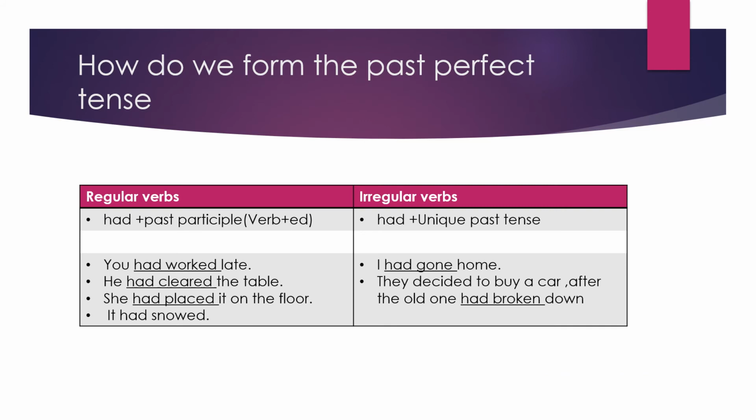Now let us see how to form the past perfect tense. For regular verbs, it is had plus past participle, that is verb plus ed. Examples: you had worked late. He had cleared the table. She had placed it on the floor. It had snowed. Now, irregular verbs.